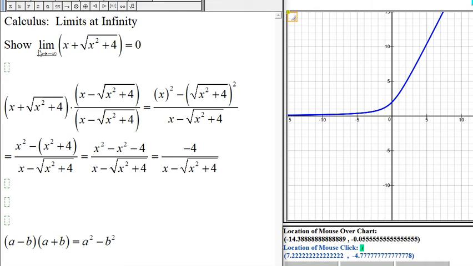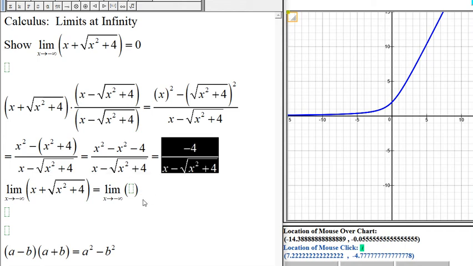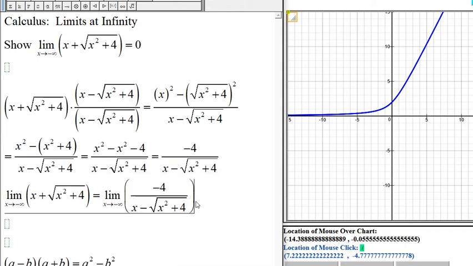And now let's come back to our problem here. So we want to show that the limit of this goes to 0. So this is going to be the limit of x plus the square root of x squared plus 4. We've just shown it is the same as this, and then this is negative 4. As x approaches negative infinity, then x right here is going to approach negative infinity.